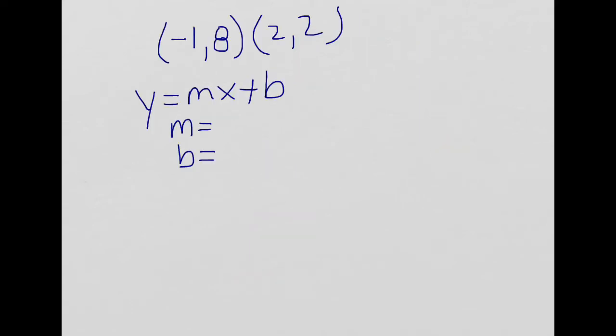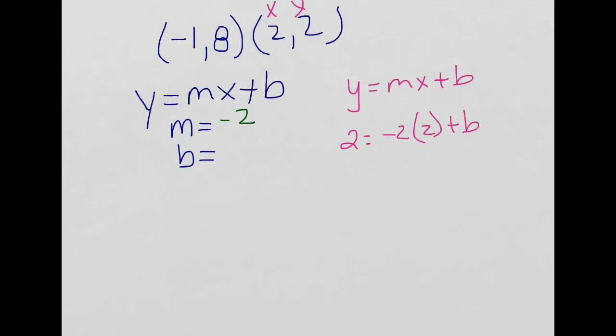We're going to take our slope, plug that in, and now we're going to find our b. We're going to pick the ordered pair that has the smallest numbers and the fewest negatives. So this is going to be my x, and this is going to be my y. I'm going to do y equals mx plus b. I'm going to plug in my y, which is going to be 2. I'm going to plug in my slope, which is negative 2.